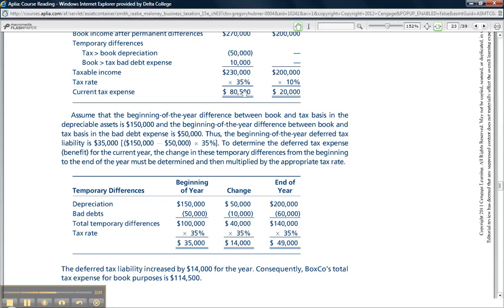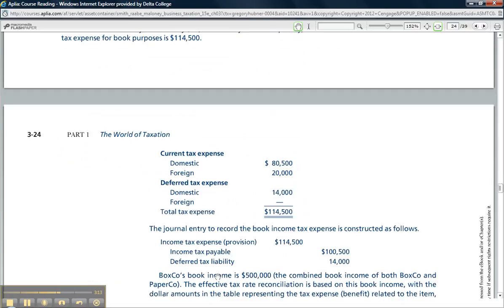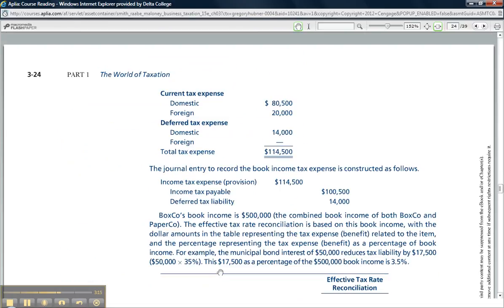So you've got a current expense of $100,500, a deferred expense of $14,000, and that gives you a total expense of $114,500. In the footnote, it would look like this. Here's the current broken down between domestic and foreign. Here's the deferred broken down between domestic and foreign. There's the total expense. Here's a journal entry that you would create to record the total income tax expense, what's currently payable, and then what's going to be payable in the future, the deferred tax liability.